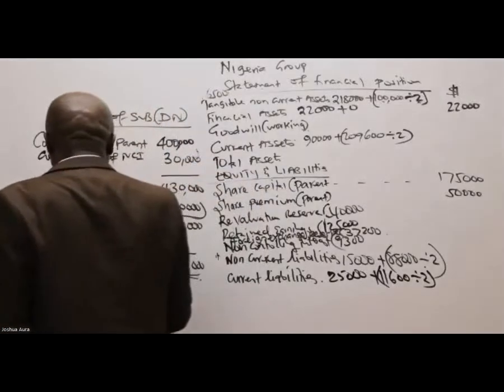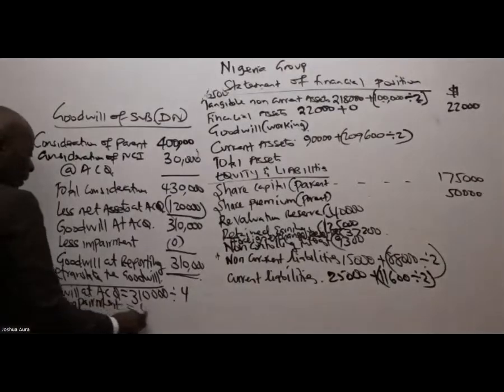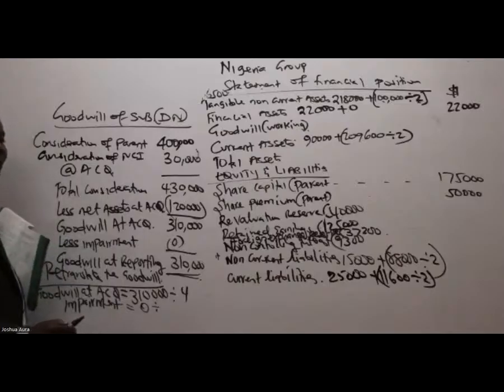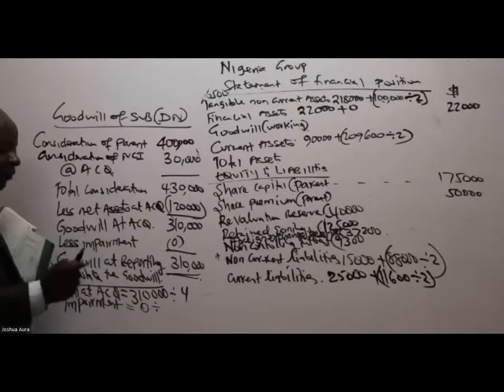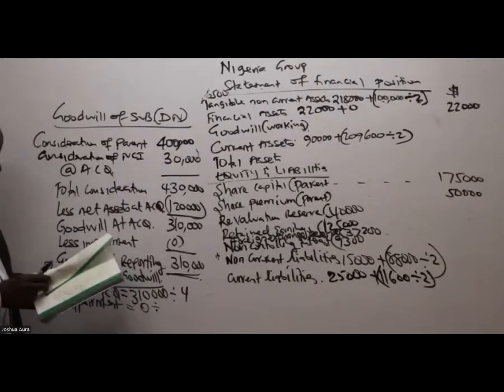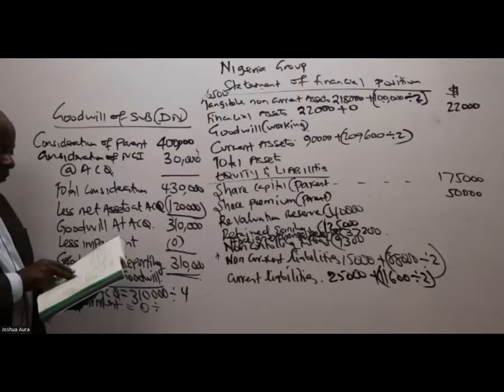And then we have impairment. Ladies and gentlemen, impairment is an income statement item. It is 0, but for your revision, impairment has to be translated always at average. So what is the average rate for your revision?